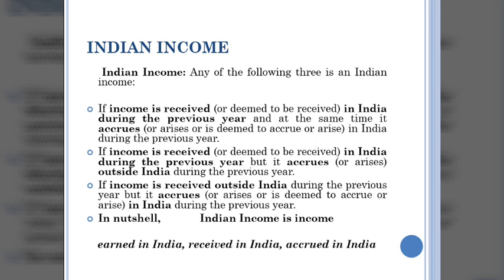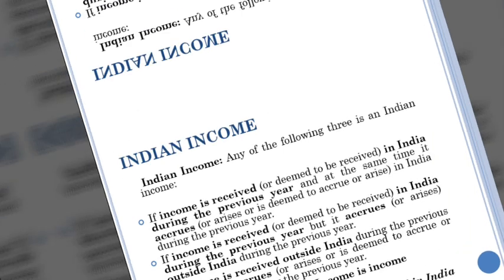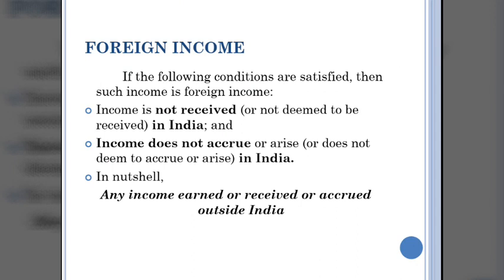Then the third one is accrued in India: the income arises for you in India during the relevant previous year, and you will receive the income in the future. Then in the previous year itself it is called accrued in India. So earned in India, received in India and accrued in India, all these incomes are called Indian income. Then what is a foreign income?